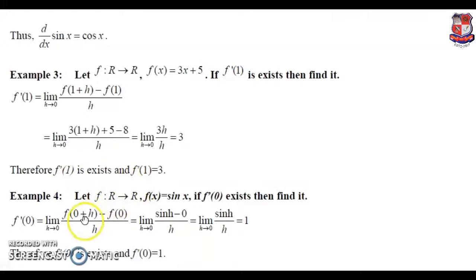Another example number 4. Let f from R to R, f of x equal to sin x. If f dash of 0 exists, then find it. So here we have to consider x equal to 0. So f dash of 0 equal to limit h tends to 0, f of x plus h, but x equal to 0, so 0 plus h minus f of 0, by h. Now 0 plus h, that is f of h. So sin h, f of 0 means sin 0, which is 0, by h. Sin h by h, it's a limit formula, limit h tends to 0, sin h by h equal to 1. So therefore f dash 0 exists and f dash 0 equal to 1.